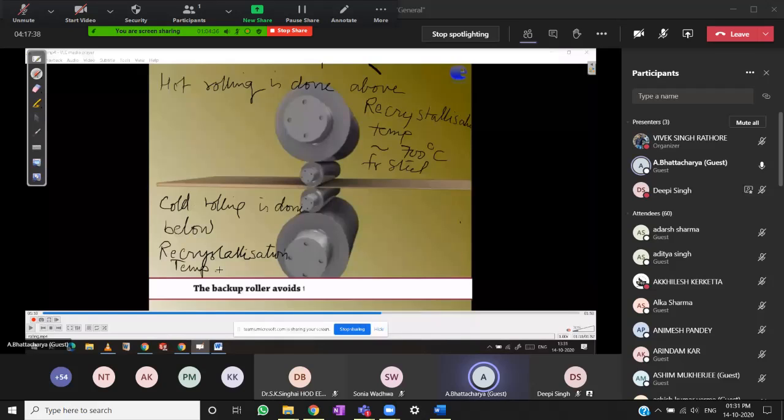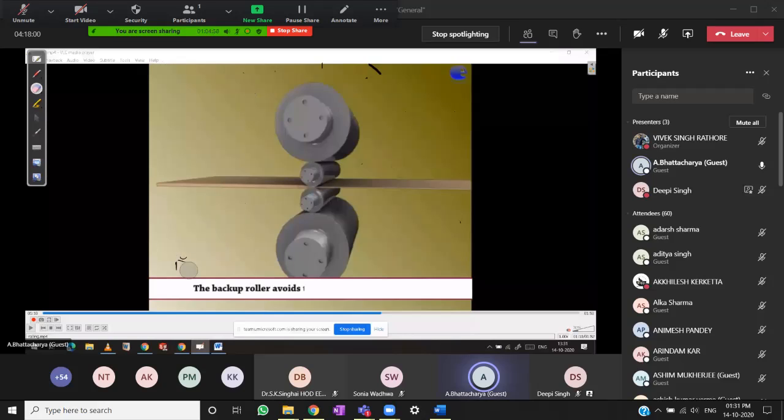That is, in metallurgical terms, it is called AO. Okay, so this is how it is differentiated. All right. So these are technical things. I don't want to go into further details. So hot rolling and cold rolling is done.